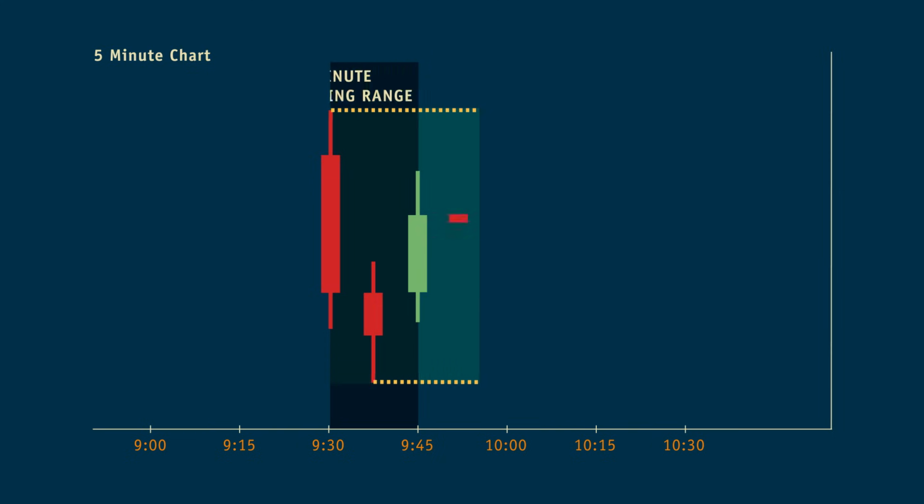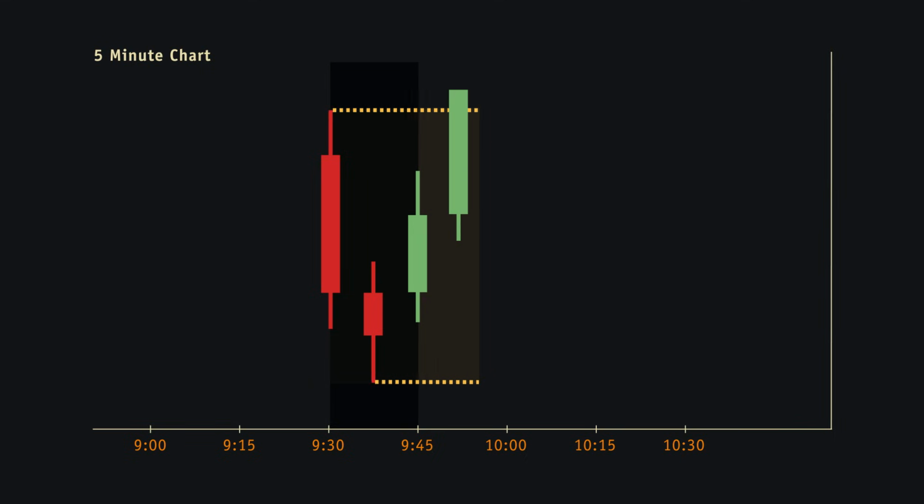And here's the key. It's not the range itself we trade, it's the break. When price moves beyond the high or the low of that defined range, the breakout becomes our potential trade.